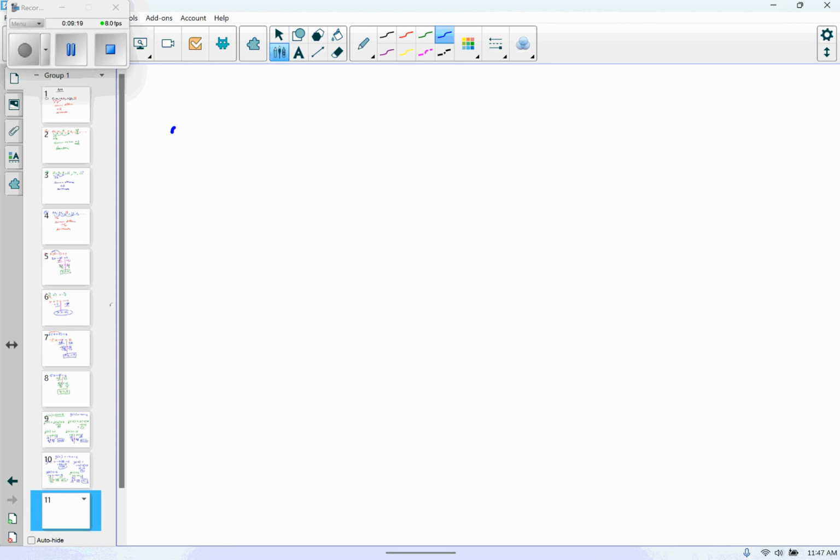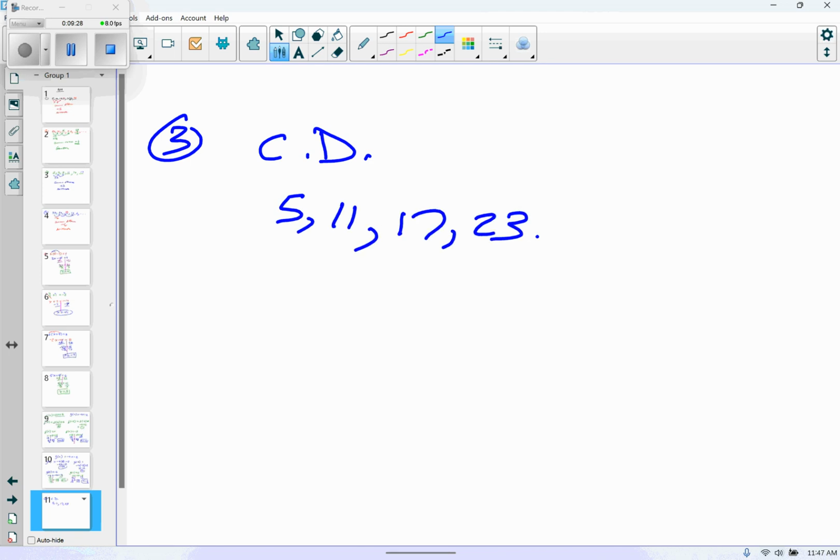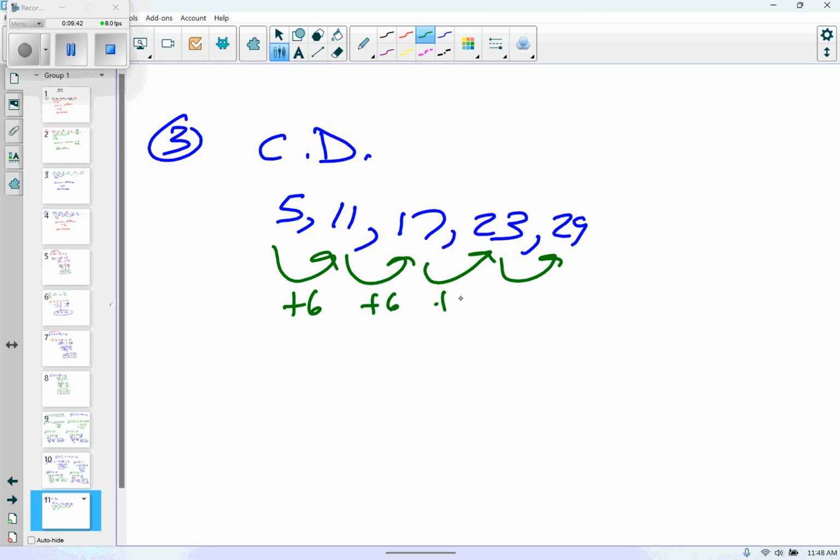Number 3. They want us to find the common difference. We'll call it CD. So we have 5, 11, 17, 23, 29. What am I doing to each number? What do I do to get to each next number? Looks like I add 6. So that means my common difference is 6.